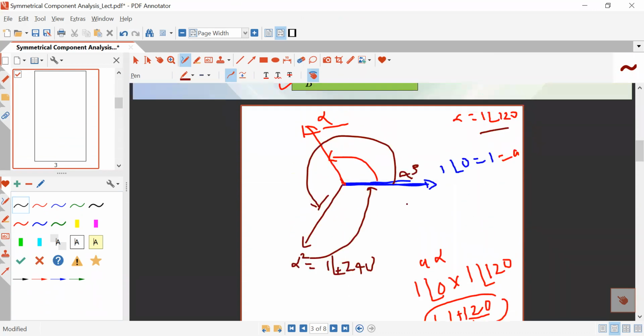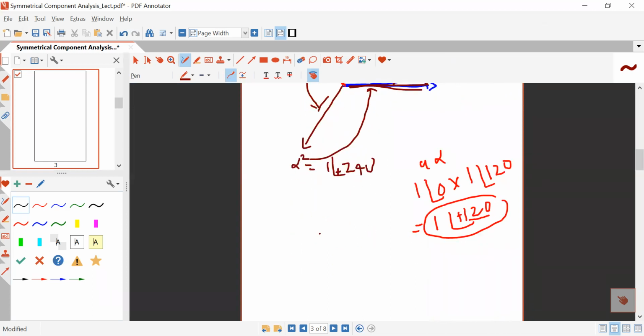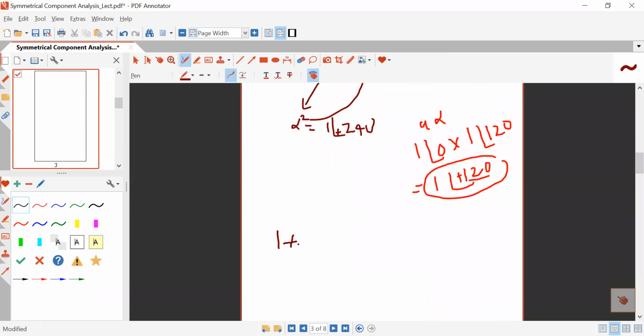And again you can see here, 1, alpha and alpha square make a balanced system because the magnitude or length of each vector is the same. Each vector has a length of 1 unit and the angle between the vectors is 120 degrees. So this is a balanced system. And when you add such a balanced system together, you will get 0. So you must remember this.